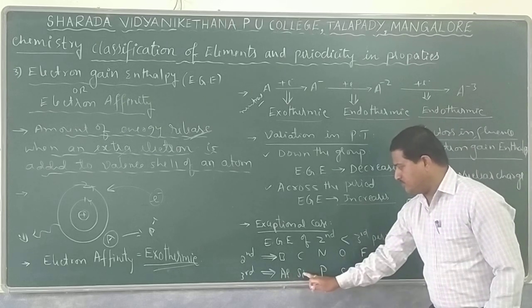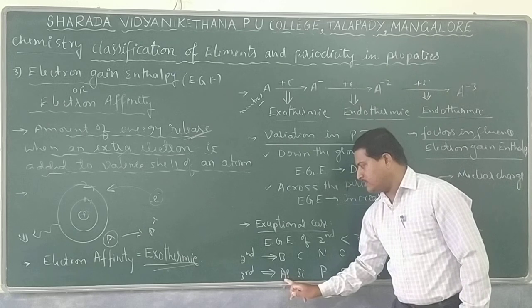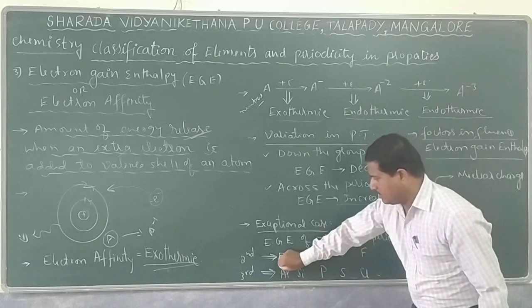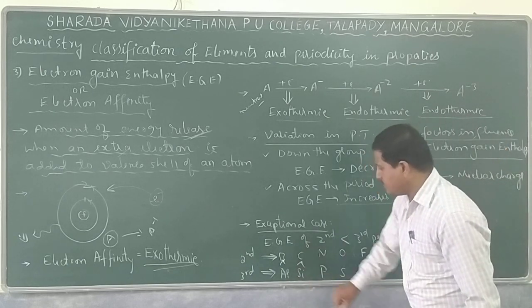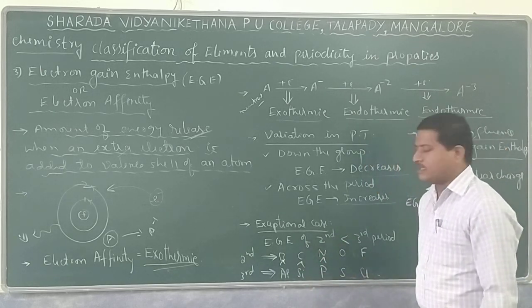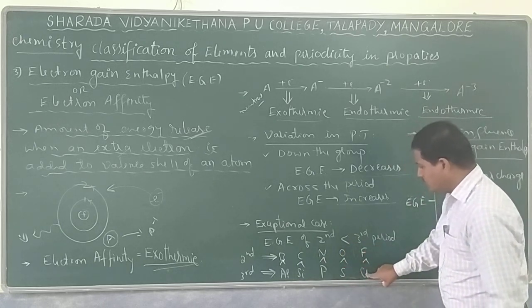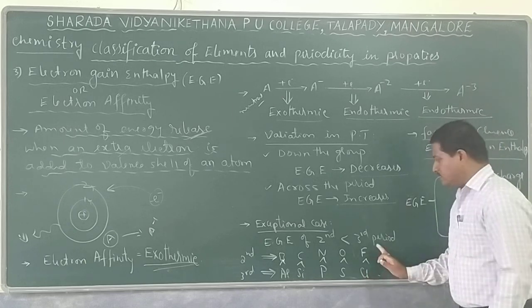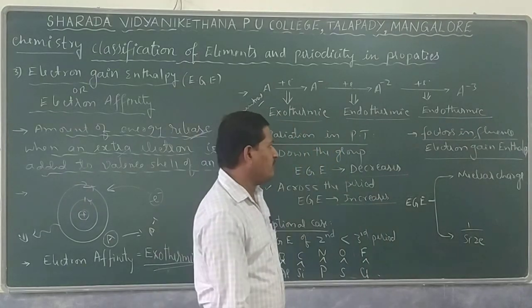Boron, carbon, nitrogen, oxygen, fluorine are the elements in the second period. Similarly, aluminium, silicon, phosphorus, sulfur and chlorine are the elements in the third period. Especially these are the p-block elements. It is observed that the electron gain enthalpy of aluminium is greater than boron, silicon is greater than carbon, phosphorus is greater than nitrogen, sulfur is greater than oxygen, and chlorine shows higher electron gain enthalpy compared to fluorine. So this is the one exception point we have to remember, observed in previous competitive examinations.